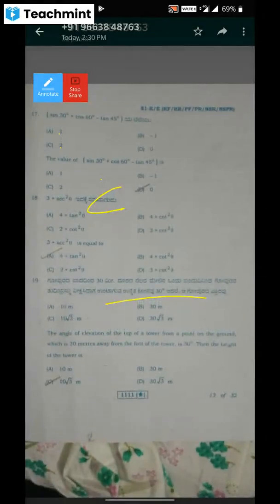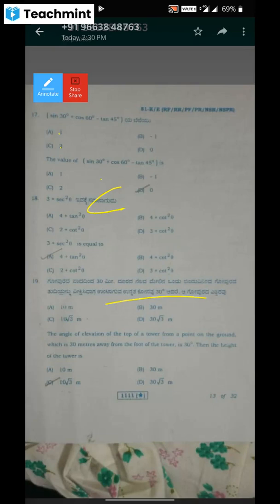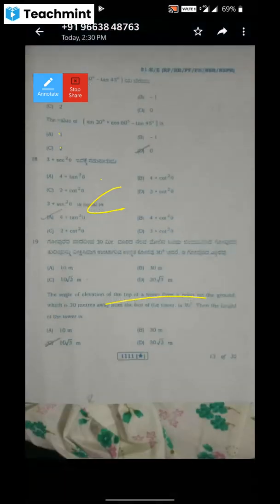the value of sin 30 degree plus cos 60 degree minus tan 45 degree. Sin 30 degree is 1 by 2, cos 60 degree is also 1 by 2. So 1 by 2 plus 1 by 2 becomes what? That is 1. Half and half becomes full, that is 1. Minus tan 45 is also 1. So 1 minus 1 is what? 0. So option B is the right answer for that 17th question.